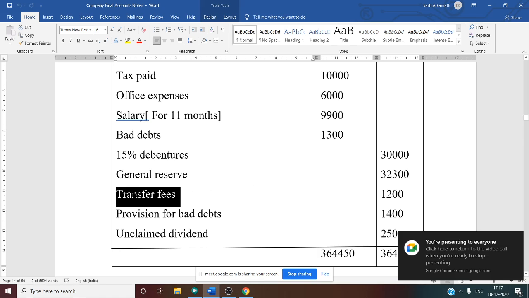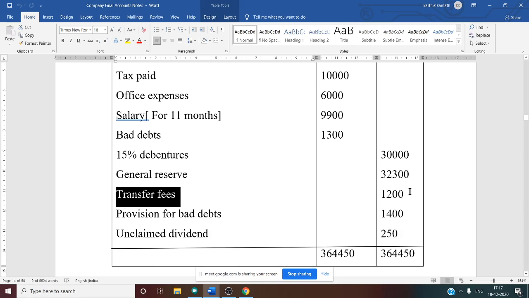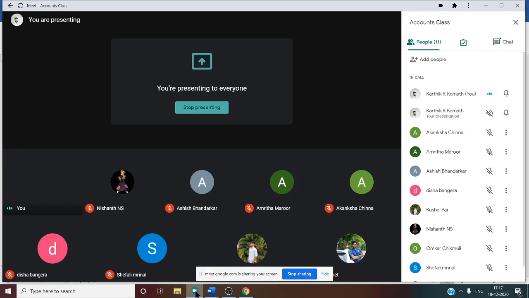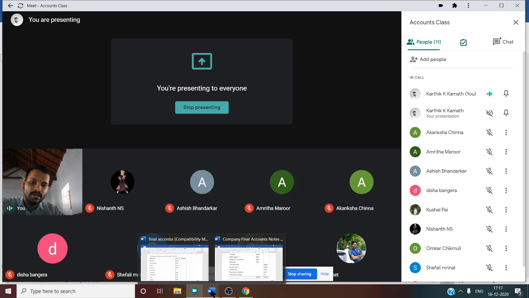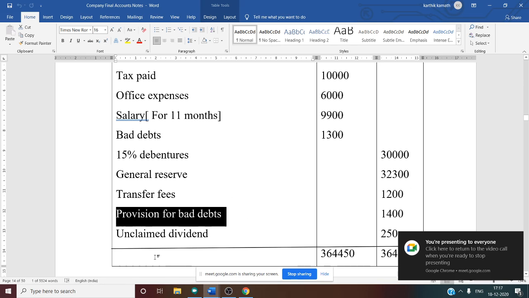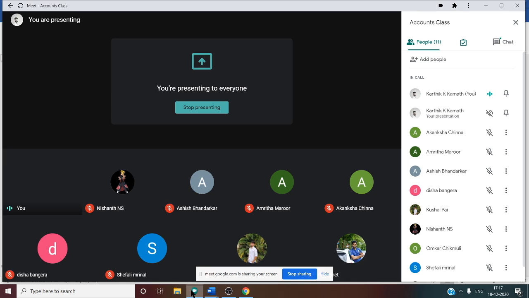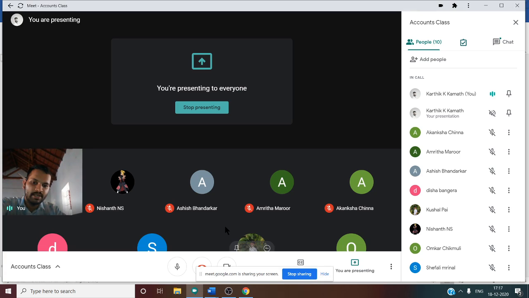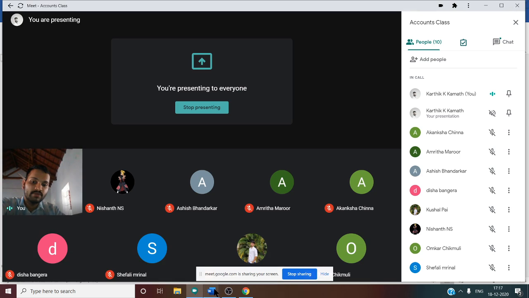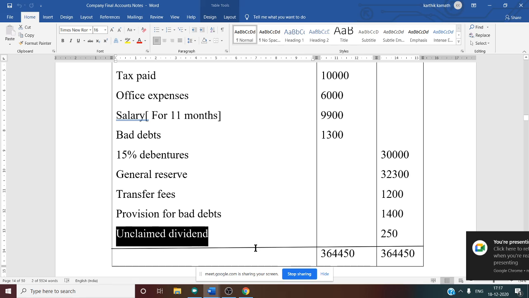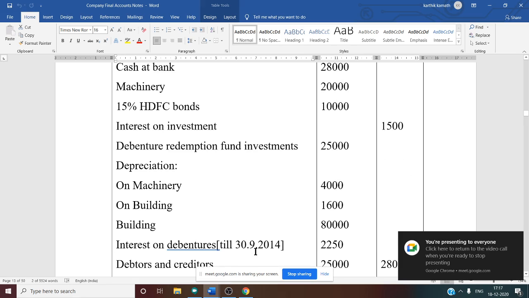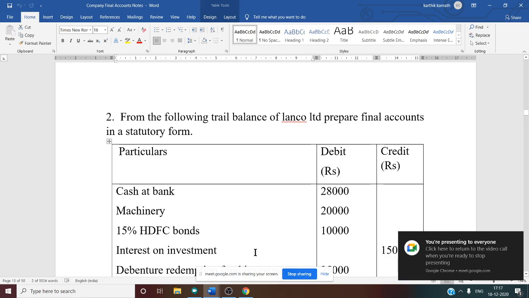Other expense, this one, transfer fees. Transfer fees is credit side information given, so other income. Other income, working note number 23. Provision for bad debt, that is old RBD, working note number 30. Deduction. Unclaimed dividend is other current liability, that is working note number 9. So like this we have divided which item goes where, under which working note in the last class.